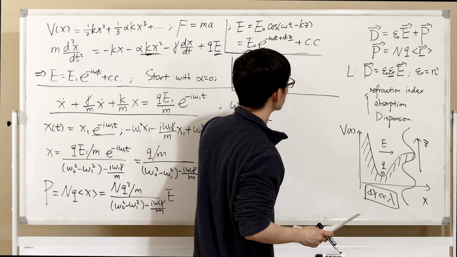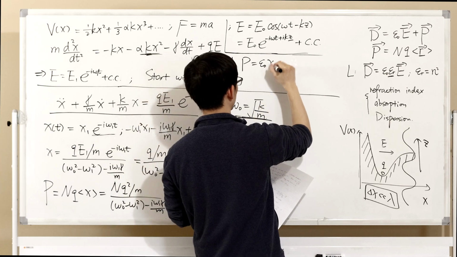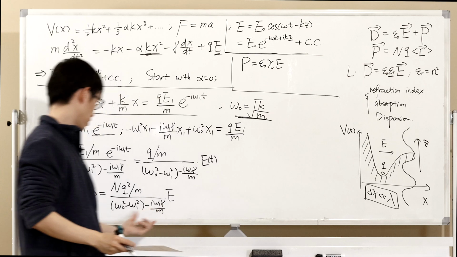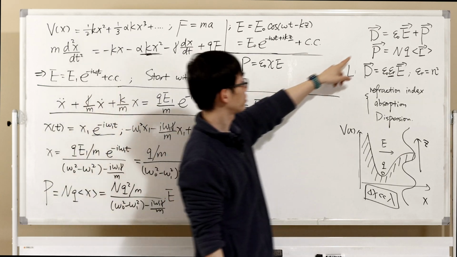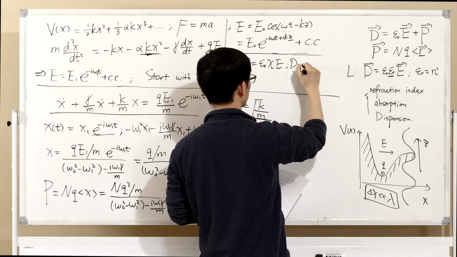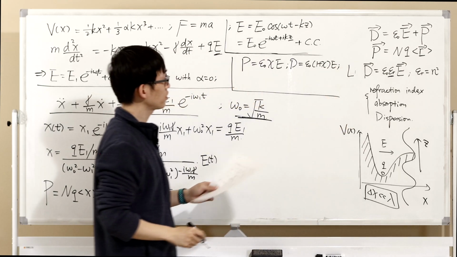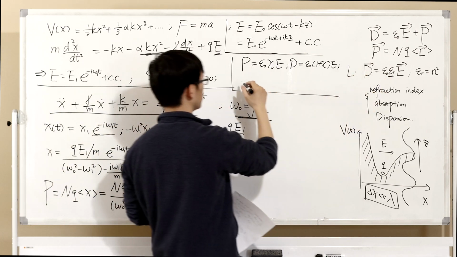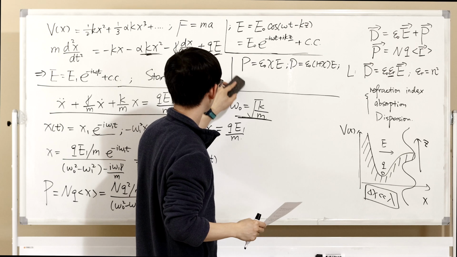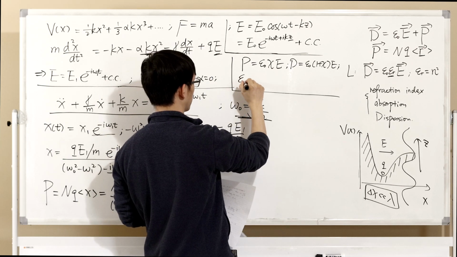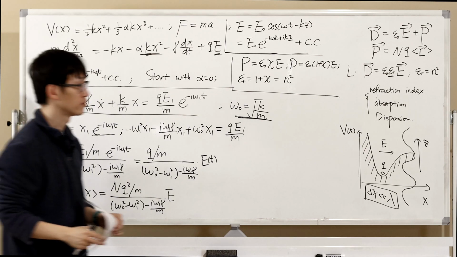So usually people write it down as, there's a missing epsilon here. So epsilon chi E equal to this thing here. Now if you plug this back into D, then your D equals epsilon naught (1 plus chi) E, right? And then in the linear region, you also have D equal to epsilon R epsilon naught E. So now it becomes very clear that in the linear region, epsilon R equals 1 plus chi, which equals the refraction index squared.